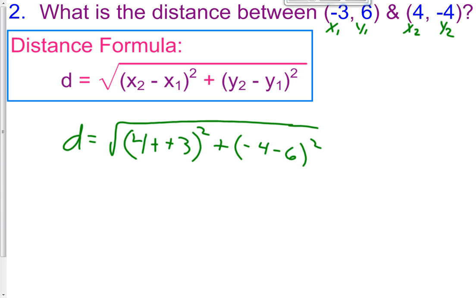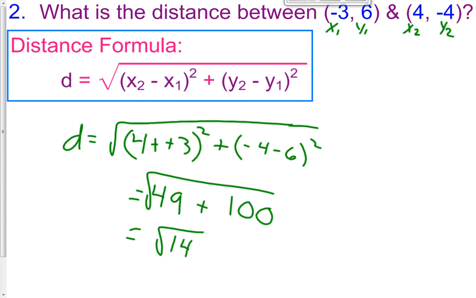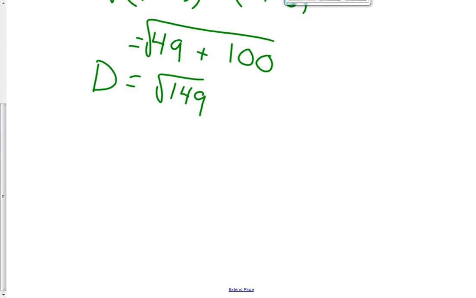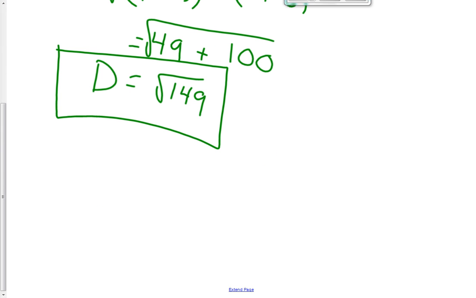As we continue to simplify, 4 plus 3 is 7. 7 squared is 49. A negative 4 minus 6 is negative 10, squared is a positive 100. So when we get this one, we get the distance to equal the square root of 149. See if you can break down that radical whenever you do these on your assignment. The square root of 149 does not break down, so this is our answer. The distance between those 2 points is the square root of 149.